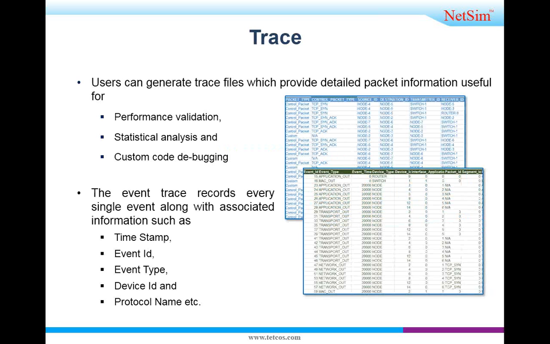Traces have two types: one is event trace and one is packet trace. First is the packet trace. A packet trace generates a set of chosen parameters for every packet as it flows through the network, such as arrival times, queuing time, departure time, payload, overhead, errors, collision, etc. And it can be used for performance validation, statistical analysis, and custom code debugging.